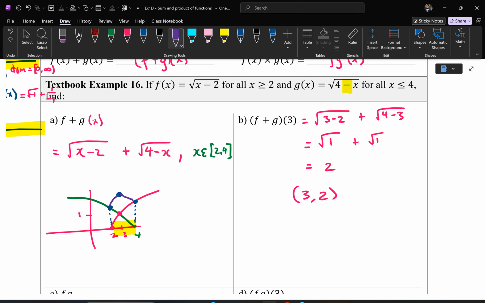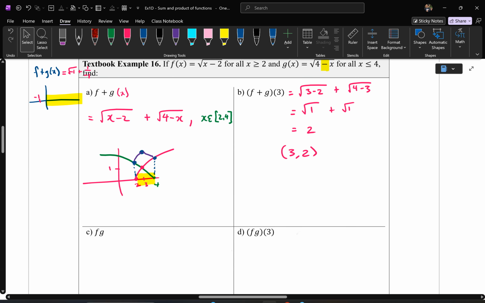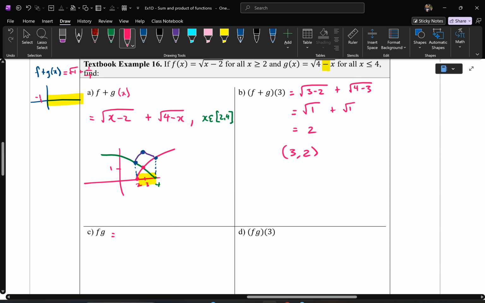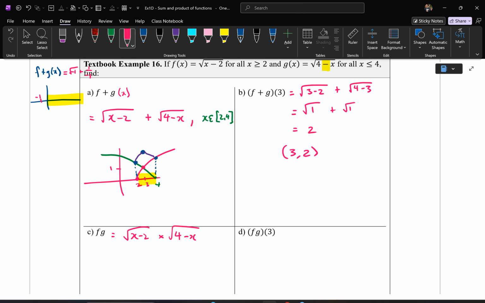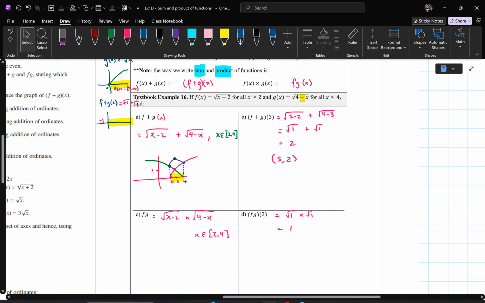Okay, and again, if you don't get what I'm saying, you've got to practice it again in chapter 7. Yeah? All right, f times g, we can fill this one in, or you can fill it in yourself now. So this is really just saying root of x minus 2 times root of 4 minus x, and same thing, the domain would be the same, 2 to 4. And then this one would be essentially root of 1 times root of 1, which is 1. Okay? All right, let's get you to practice.